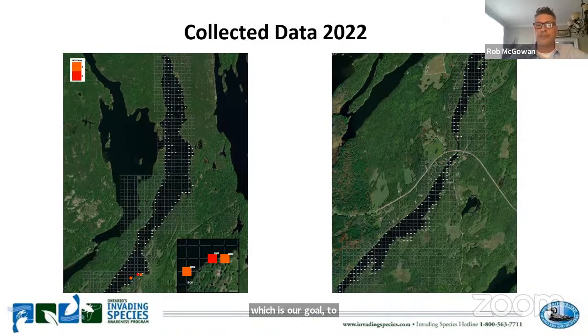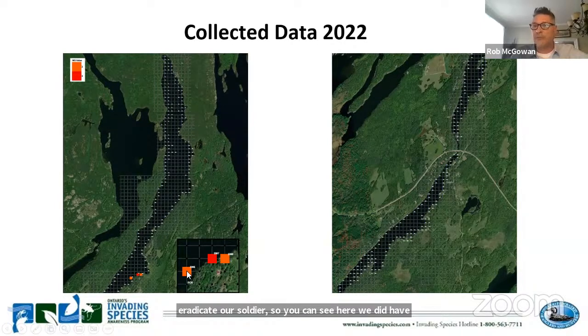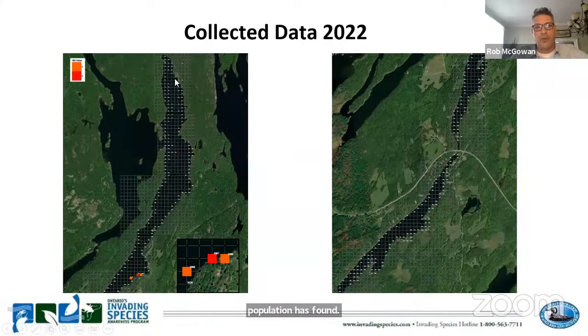So you can see here, we did have some water soldier found. The orange dot indicates scattered plants, and the red dot indicates a dense colony. This is within the same area that the original population was found, so it wasn't surprising to us. But as you can see, upstream of the population and downstream from the population, we didn't find any other plants, which was good news.